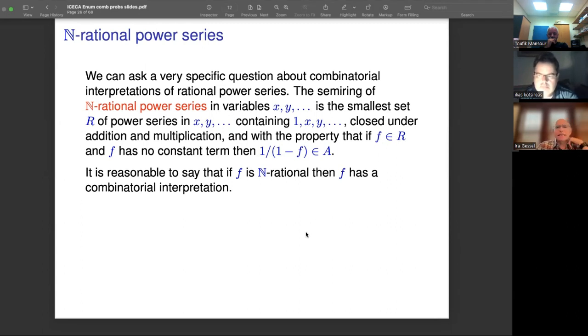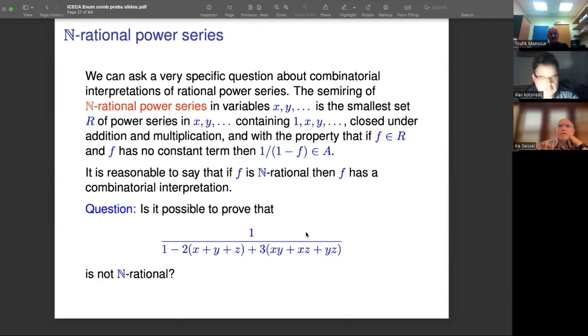And in fact, it's easy to see that if you have an n-rational power series in several variables, according to my definition with commuting variables, then it has a non-commuting version. But on the other hand, if you want to prove that a power series in several variables is not n-rational, then you don't want to start with something non-commutative. So a specific question is, can we prove that this particular rational power series is not n-rational?